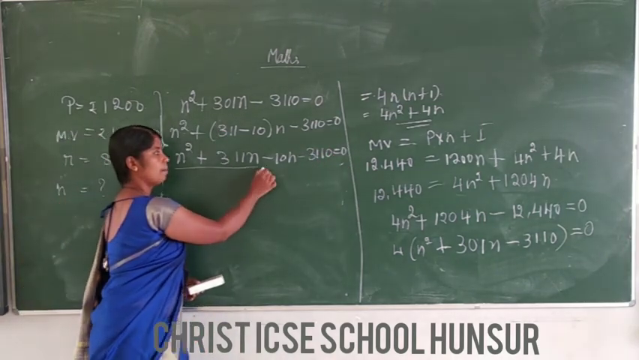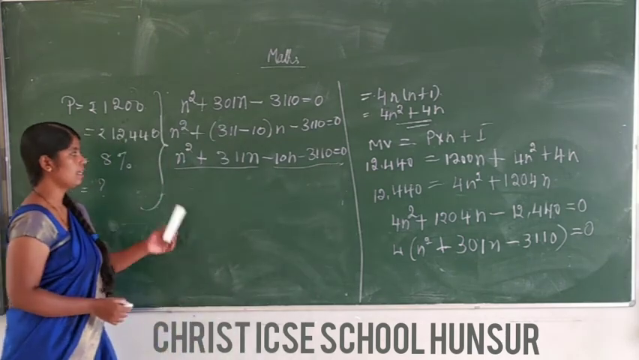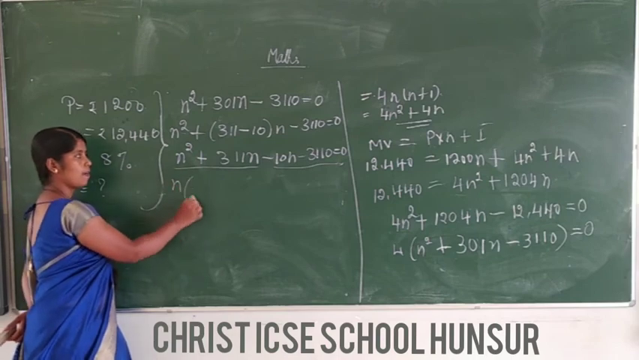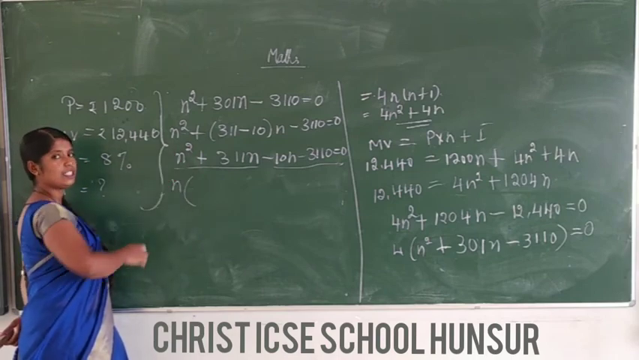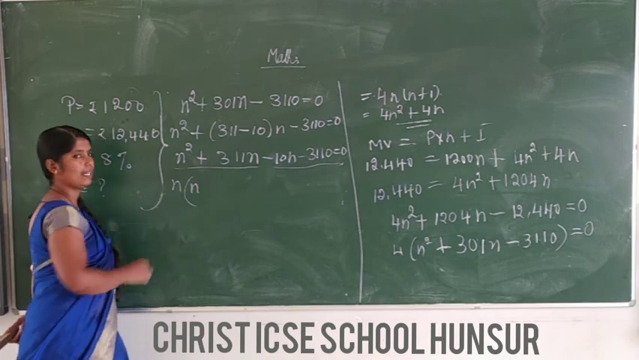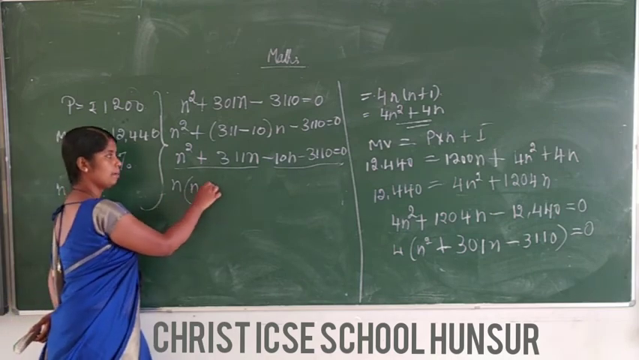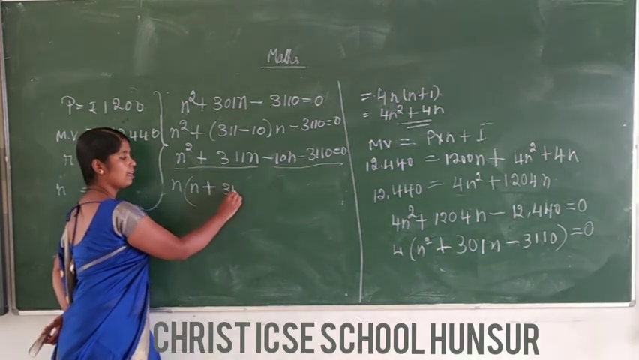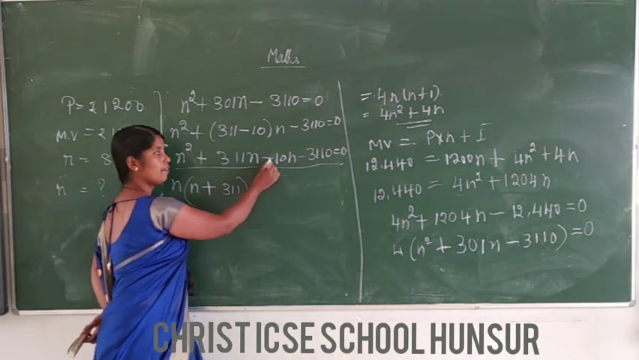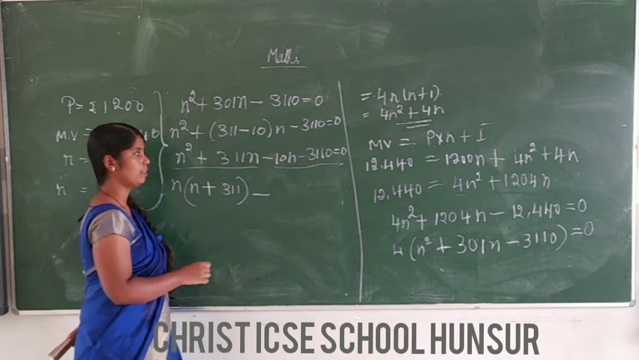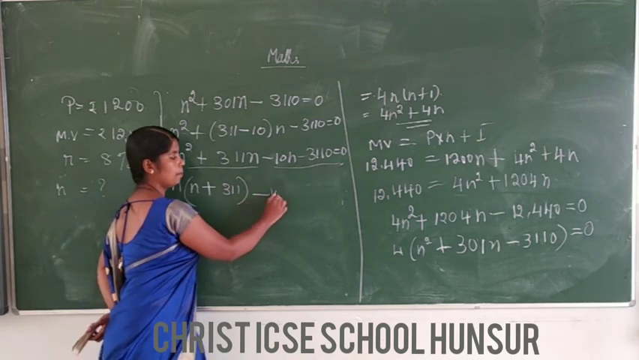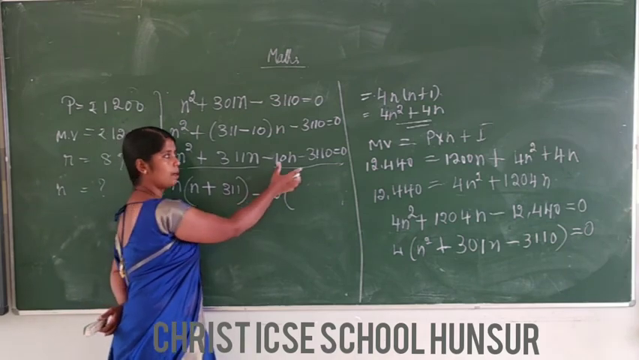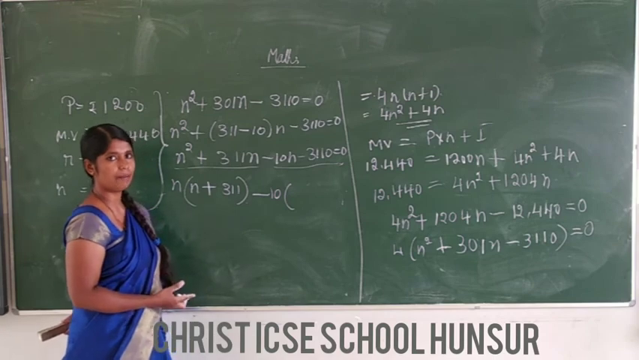Then the first two terms and the last two terms you consider. In the first two terms we have n common. Remove it outside. When we remove one n from n square, one more n remains, which we write inside the bracket, plus 311. Here we are taking the negative sign as common and also the number 10 as common. When we take the negative sign as common outside, the terms inside the bracket become positive.